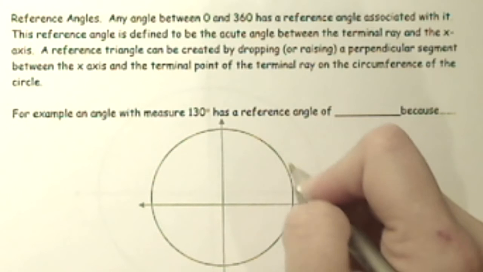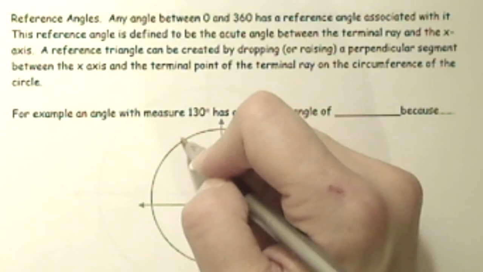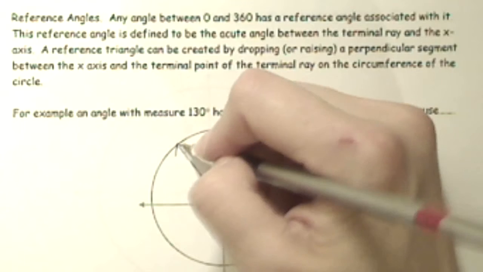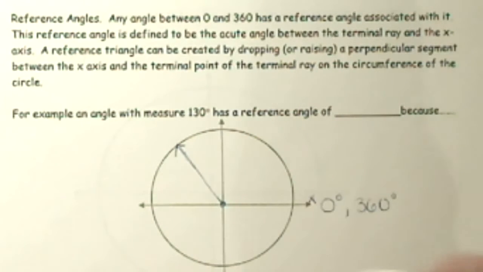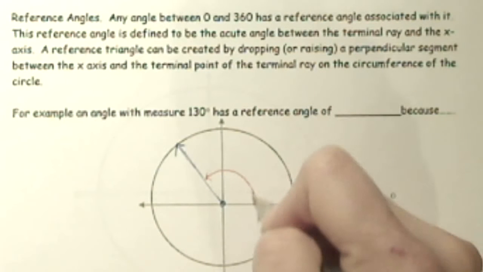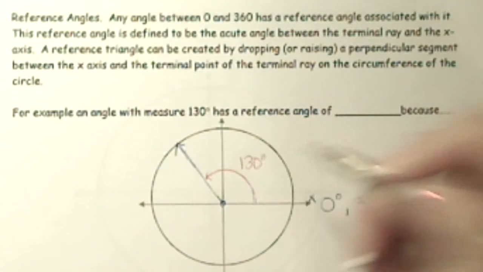So if I'm going around to 130, that's definitely past 90 and before 180. So we'll just say for argument's sake that it's about right here. This would be the terminal ray of that angle. And this angle from here, from 0 around, would be our obtuse 130-degree angle.